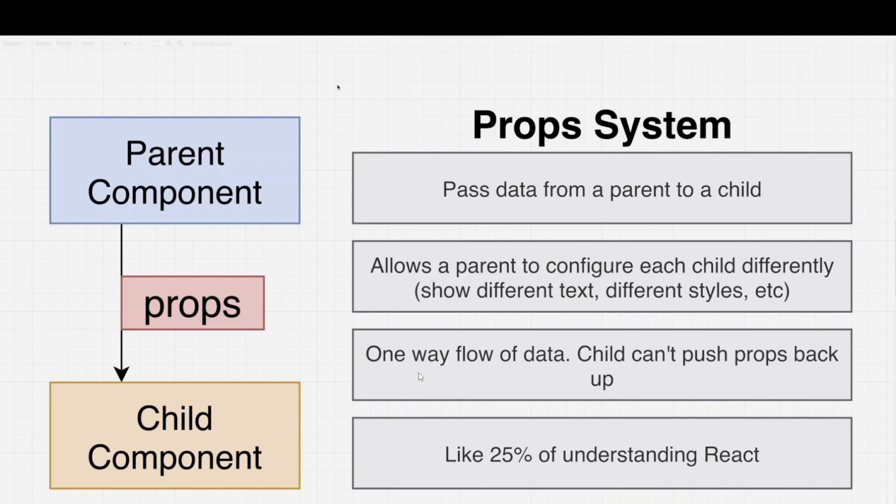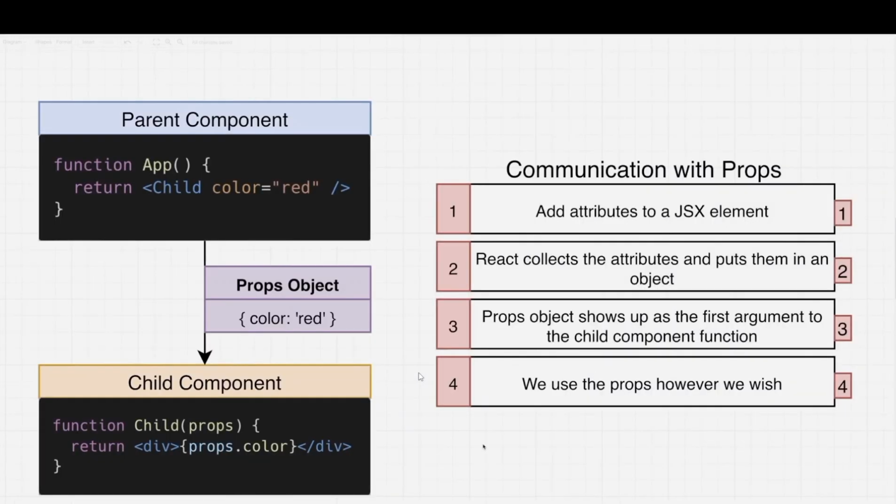So this is how the basic props system works, and if you understand this correctly, you will have something like 25% of React understanding, because props is one of the most important things in React. Now, for example, suppose we return a child component with attribute color equal to red. Props will convert that attribute into an object. And as you can see in the child component, we can extract this by using a div and curly brackets props.color.